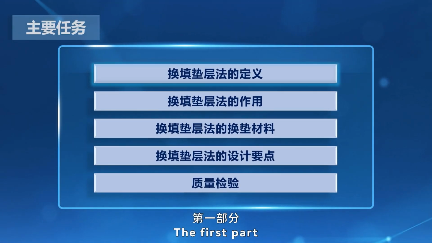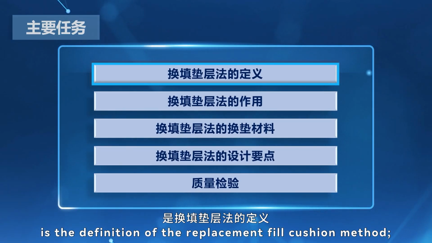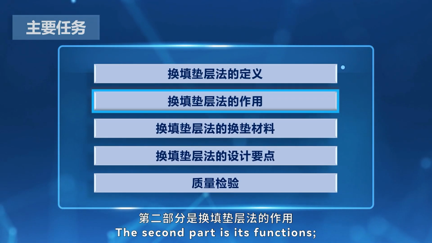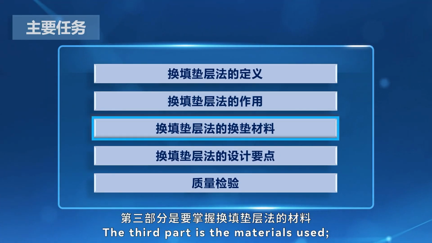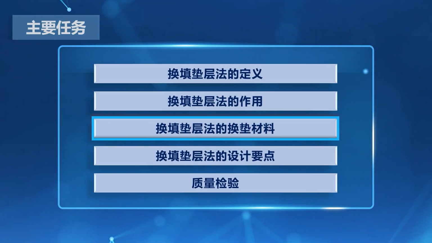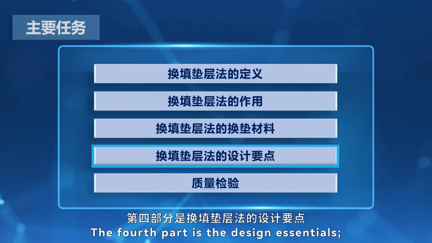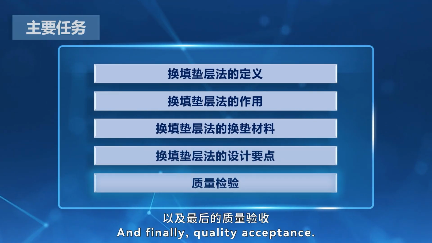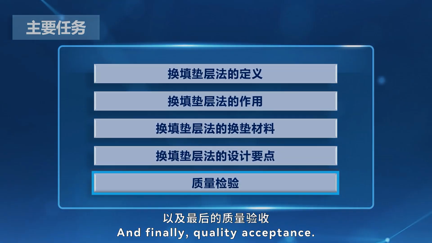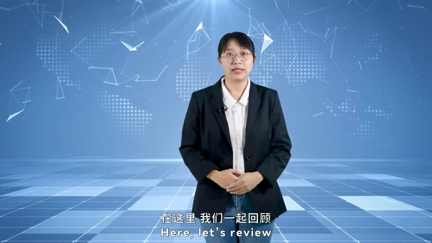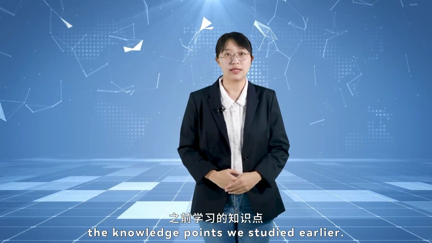The first part is the definition of the replacement fill cushion method. The second part is its functions. The third part is the materials used. The fourth part is the design essentials. And finally, quality acceptance. Here, let's review the knowledge points we studied earlier.